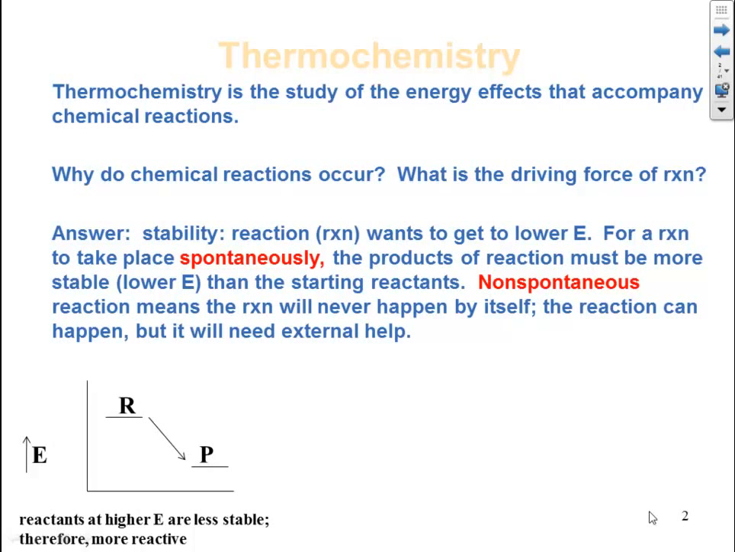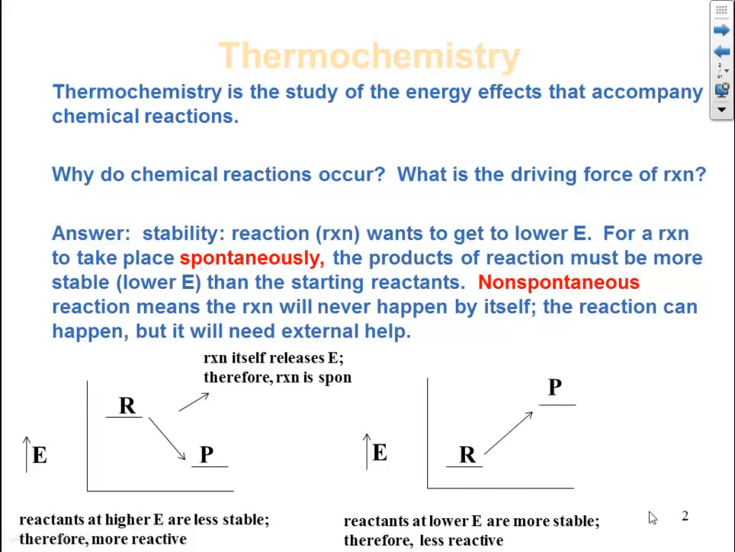Reactants that are higher energy or less stable are therefore more reactive. The reaction itself releases energy to go from a higher energy level to a lower energy level, therefore the reaction is spontaneous. If the reactants are at lower energy, then they are more stable and less reactive. To go from a low energy to a higher energy, the reaction must absorb energy from some external source. Therefore, the reaction is non-spontaneous. It will need help from outside to make the reaction happen.